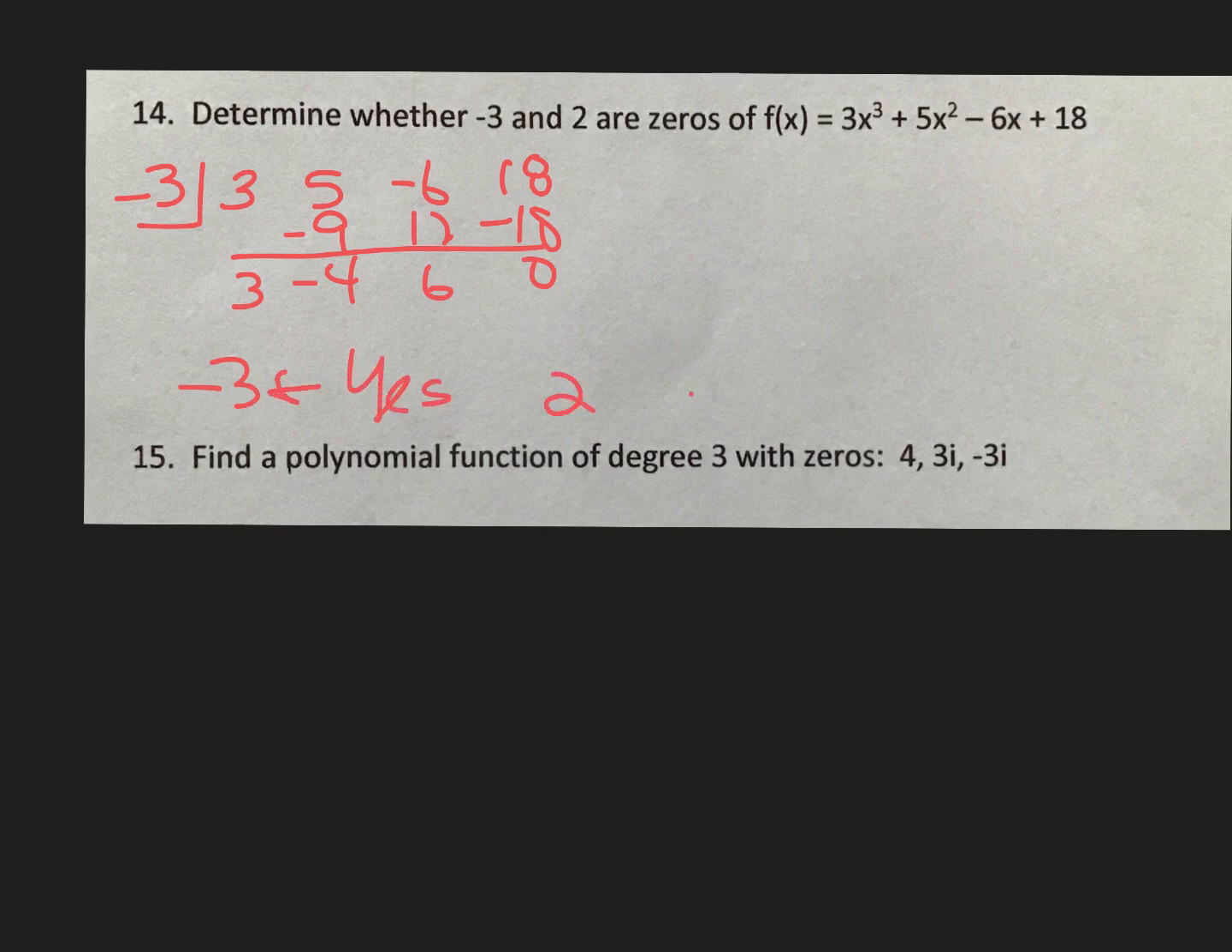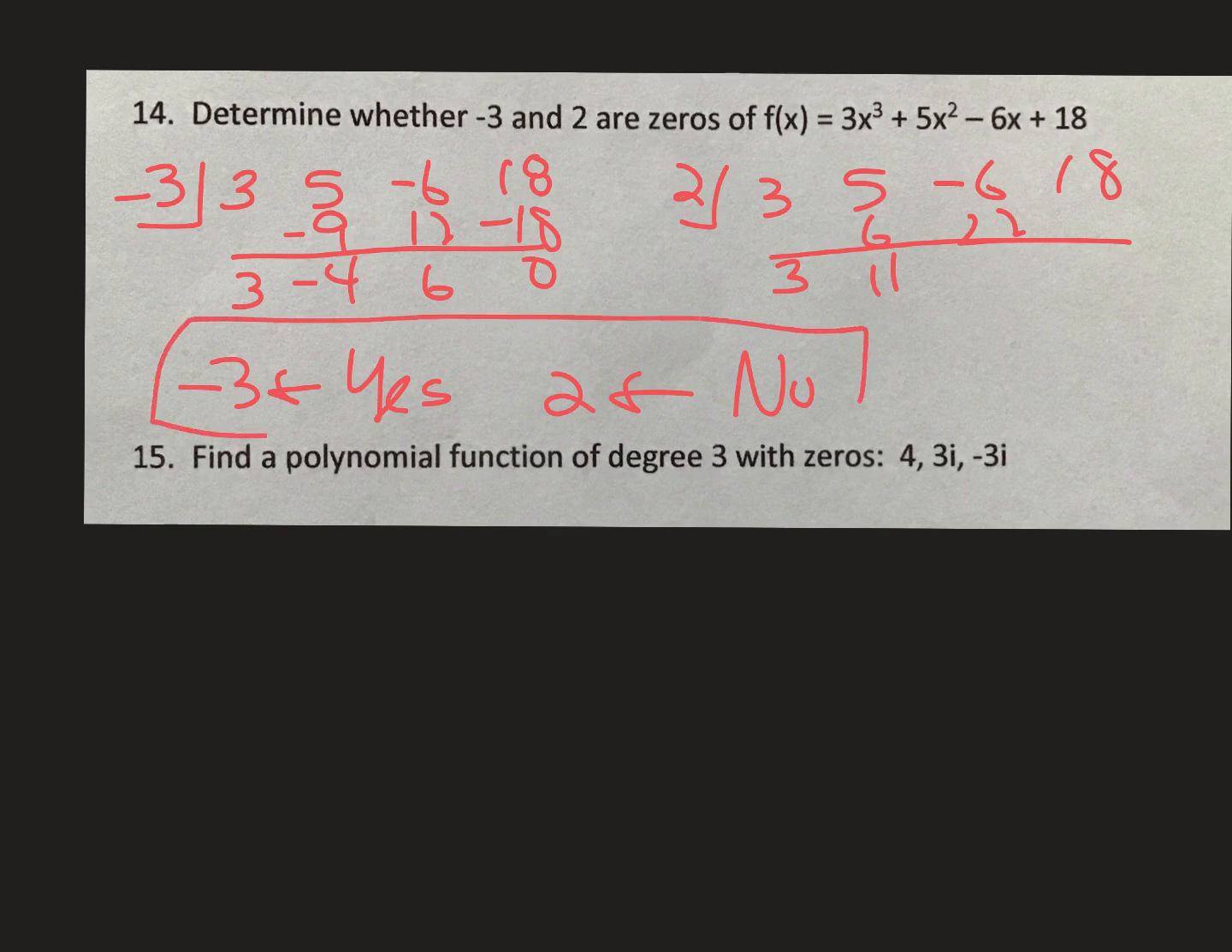Now I'm going to try the 2. See what I get there. So I'll put the 2 in the box. I got 3, 5, -6, 18. Bring the 3 down. 3 times 2 is 6. That's 11. That's 22. There's no way. So that's a no. And as soon as you know it's a no, you can stop. But make sure that you know for sure.